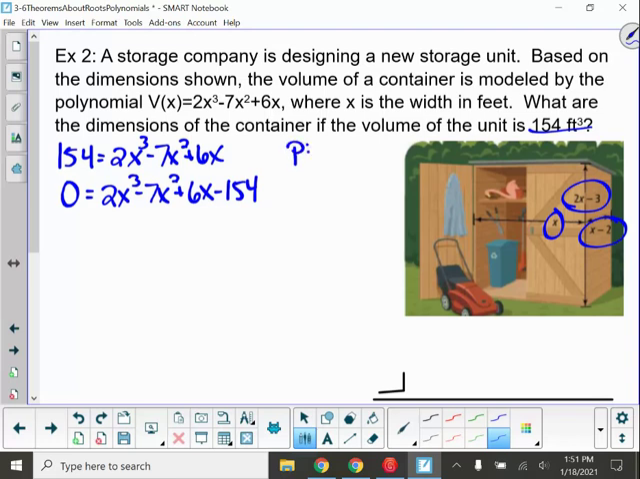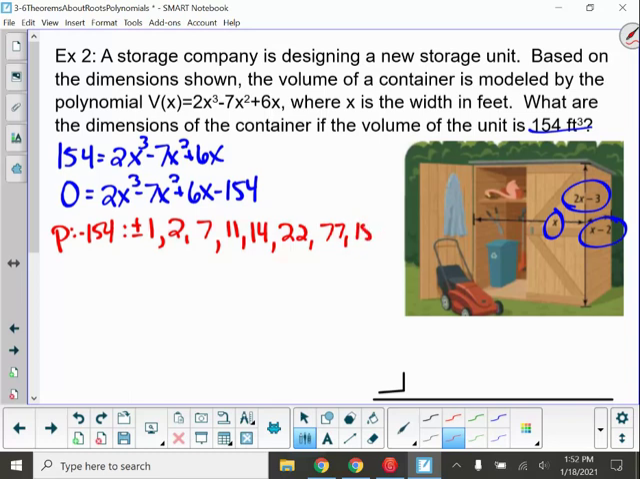So my constant term, my p, is negative 154. And I'm actually going to write that down below because that gives me a little bit more space. I'm going to use different colors here too. So my p is negative 154. All the factors of 154. And I'm only going to write the plus or minus once out in front and then write everything else. So all of these are assumed to have plus or minus. 1, 2, 7, 11, 14, 22, 77, and 154.